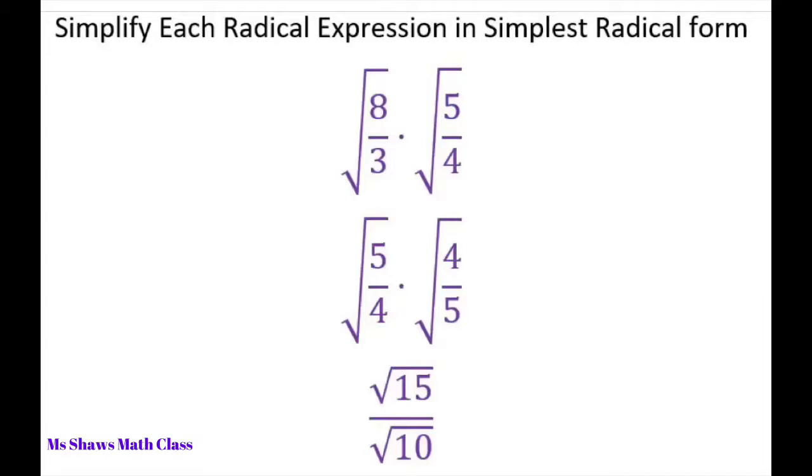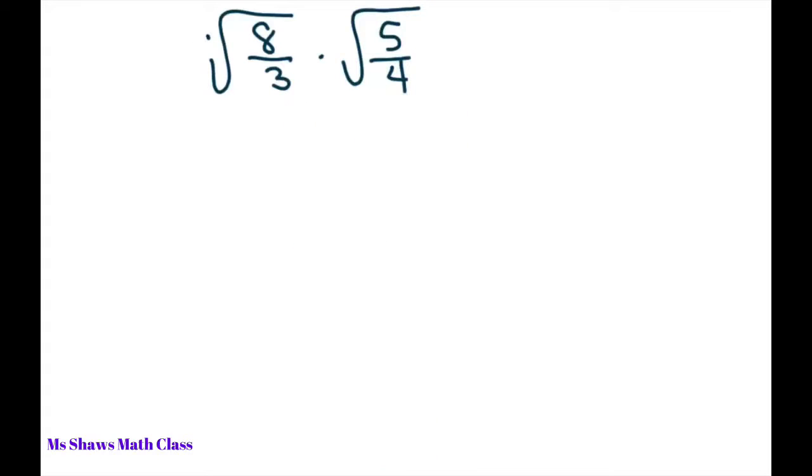Hi everyone, we're going to simplify each radical expression in simplest form and simplest radical form. And we're doing these three problems. It's just the basics for geometry.